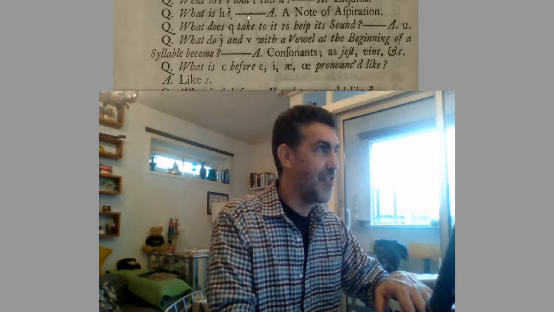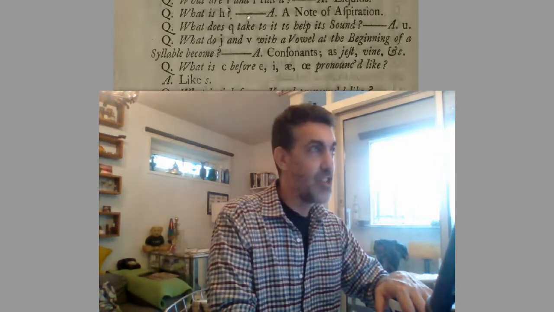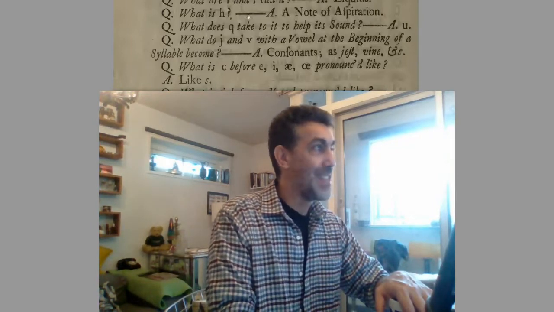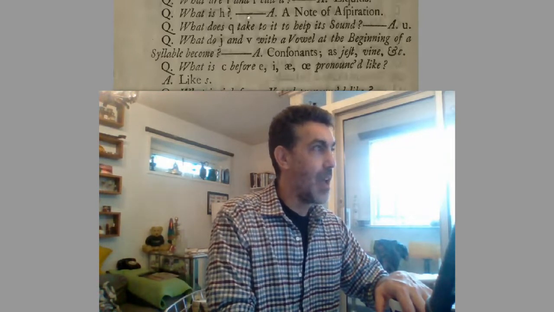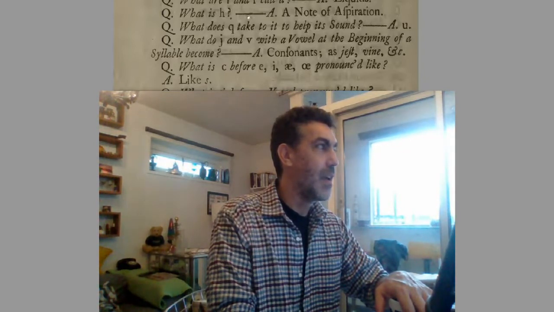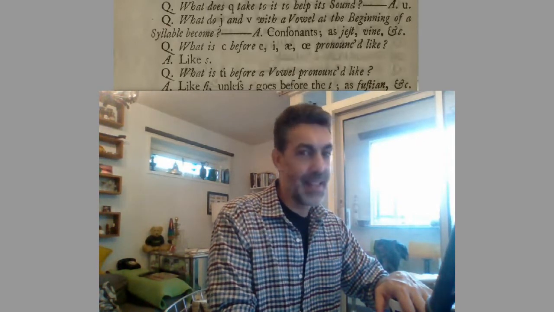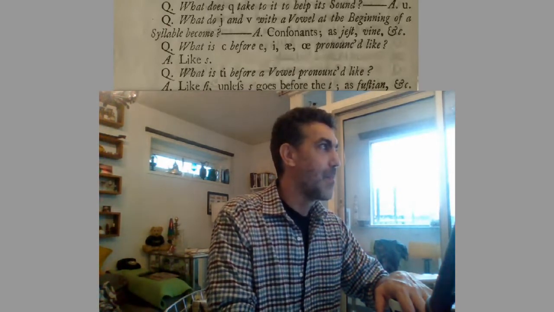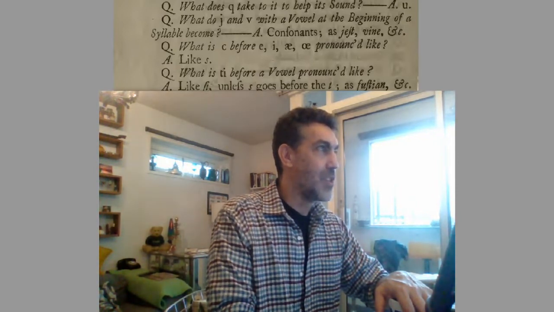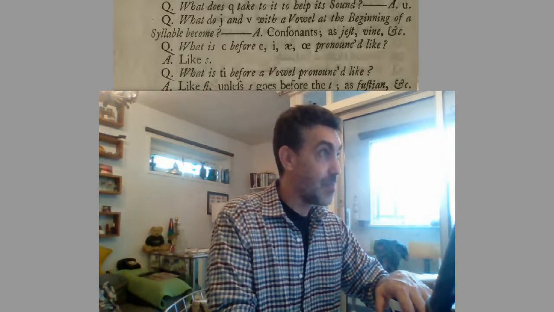What do J and V with a vowel at the beginning of a syllable become? Answer, consonants, as in jest, vine, etc. What is C before E, I, and Y pronounced like? Now, this in English is pronounced like the letter S. But in the restored classical pronunciation of Latin, C is always pronounced K.